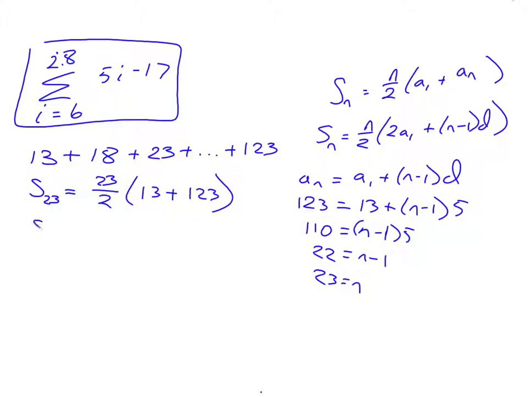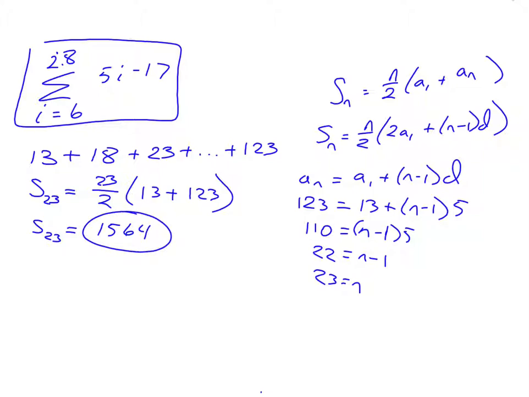Is it a coincidence that the 5 before the i, 28 minus 5, is 23? Is that a coincidence that that equals n? Okay. That's a coincidence. All right. So this ends up being 1,564.